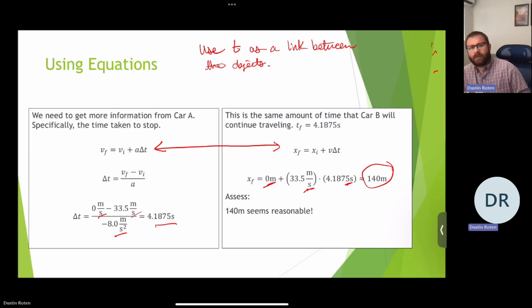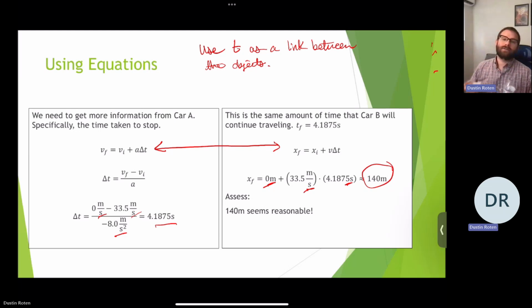All right. And now we just have to assess. That's our last step. And 140 meters, that does seem reasonable. That's about a football field and a half in 4 seconds on the interstate. That sounds right. We don't have, oh, it's going to go 10 million miles in 4 seconds. We would know that that's not correct. We also know it's not going to go like 3 centimeters in 4 seconds.